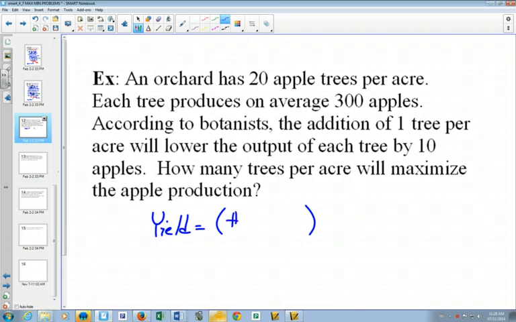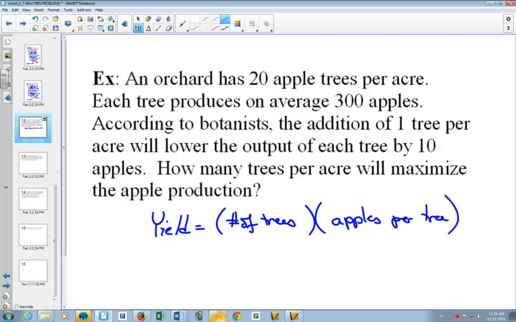So if I put number of trees, and here apples per tree, that would be how many total apples I would get if I multiplied those together, right? If you did it the other order, apples per tree and number of trees, it works out to be the same thing. So here's my yield. I start off with how many trees? 20. When I have 20 trees, there's 300 apples per tree.